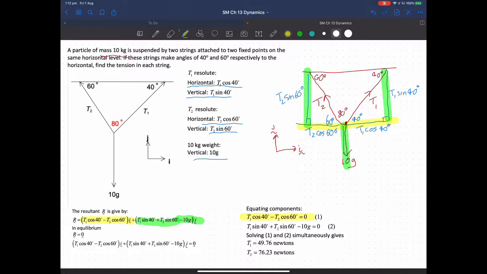Similarly, with T1 sine 40 degrees plus T2 sine 60 degrees minus 10g in the j direction, that will also equal 0. I now have two equations that I can solve simultaneously. When I do so, that gives me T1 equals 49.76 newtons, T2 equals 76.23 newtons. Normally for newtons, we would write the capital letter N.